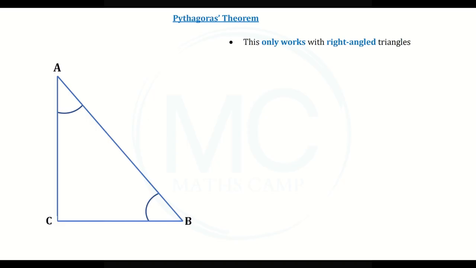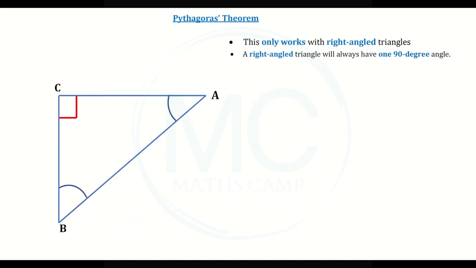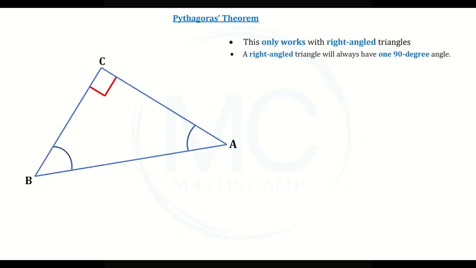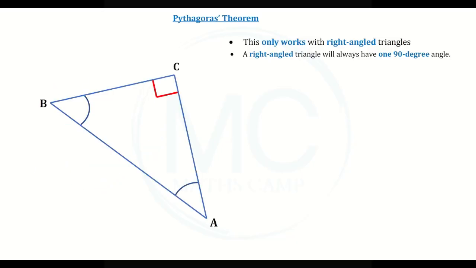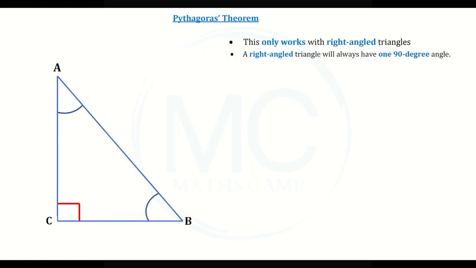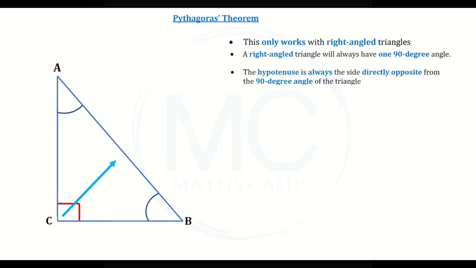We can draw our square angle in red. A right angle triangle will always have a 90-degree angle. It does not matter where the angle lies or how the triangle is drawn. The square angle is always the 90-degree angle. The hypotenuse is always directly opposite the 90-degree angle. So here, C is our 90-degree angle, so the side directly opposite it is the hypotenuse.